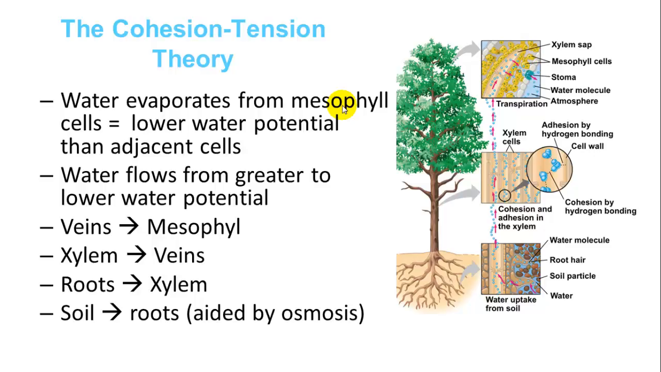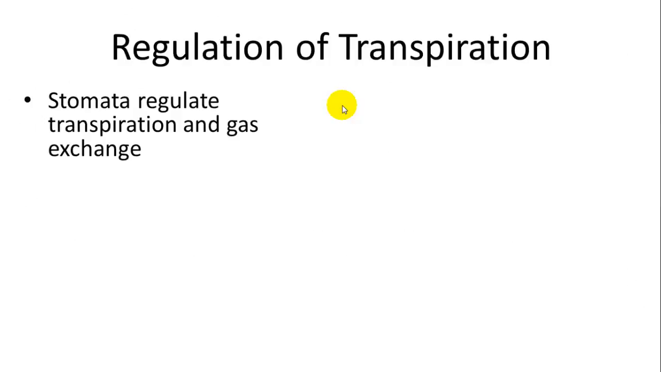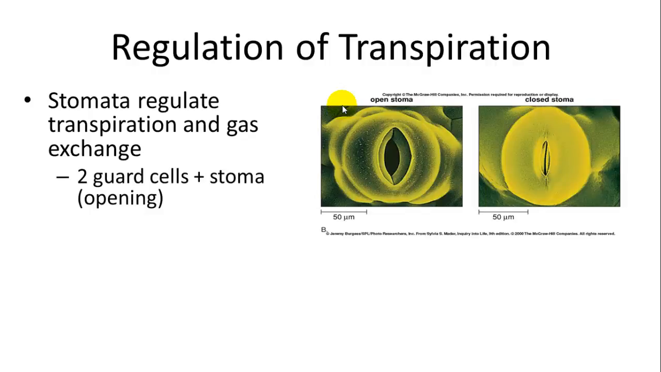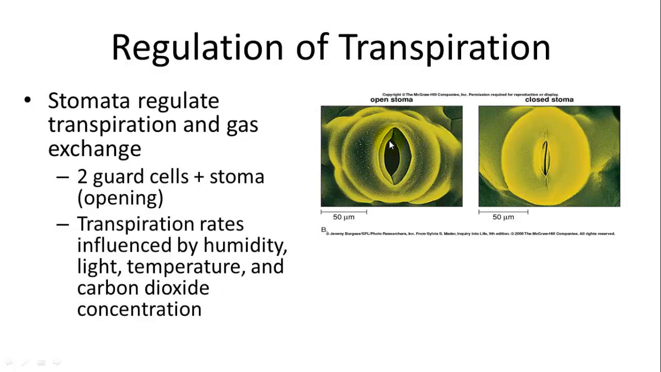This is also aided by osmosis, so by having a greater concentration of solutes in plant tissues, the water will want to follow that concentration of solutes to even out the concentration. So stomata, the opening and closing of them, will regulate transpiration. If they are closed, then there's no evaporation occurring. And it does that through its stomata, which are formed through 2 guard cells and 1 stoma, 1 opening. And transpiration rates are also influenced by humidity, light, temperature, and carbon dioxide concentration.